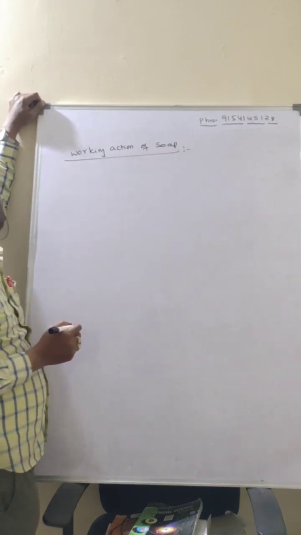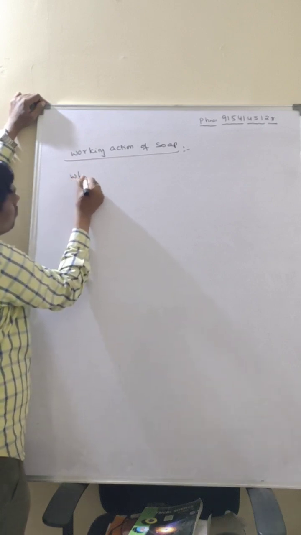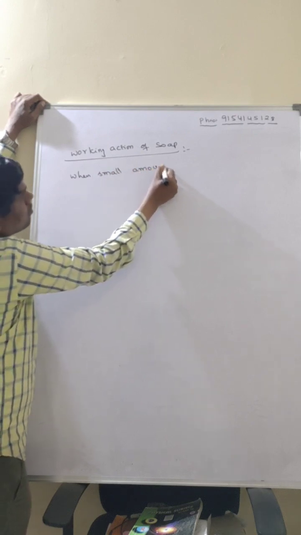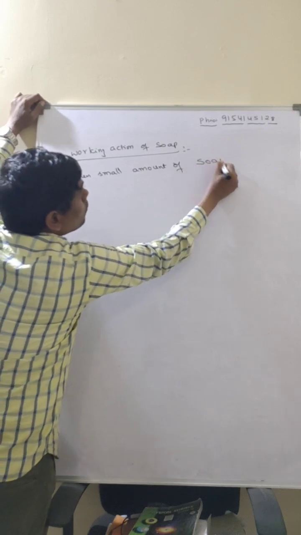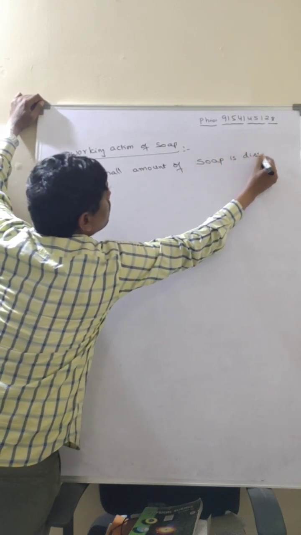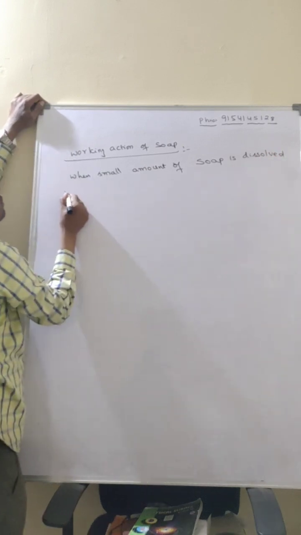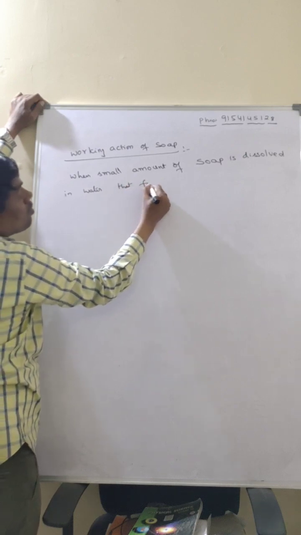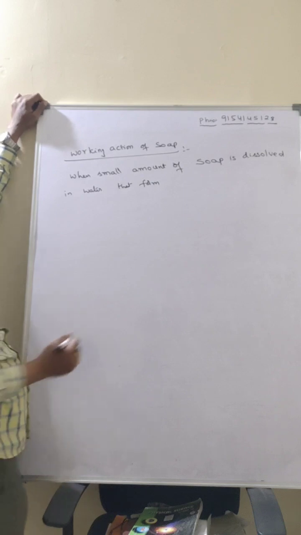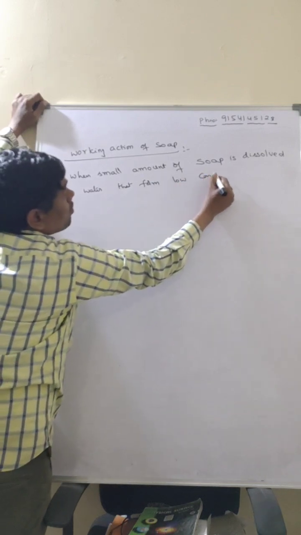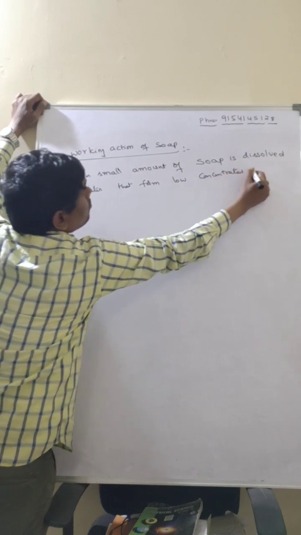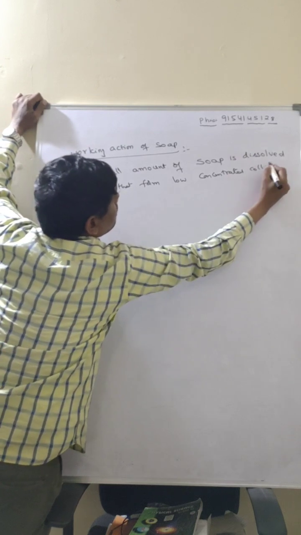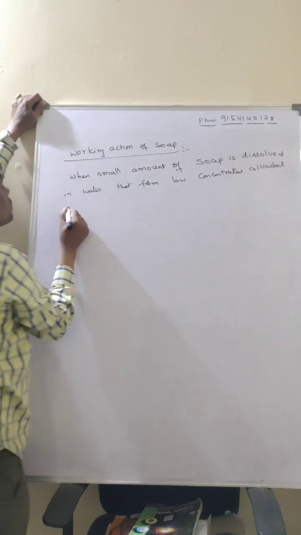When a small amount of soap is dissolved in water, it forms a low concentrated colloidal solution.